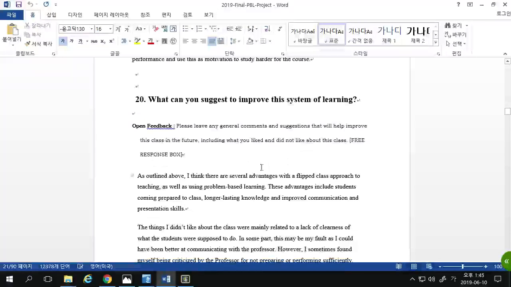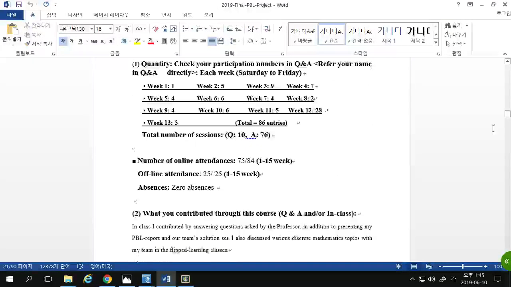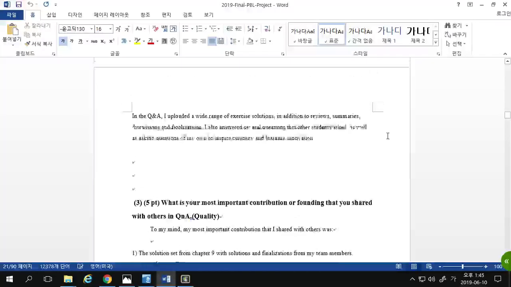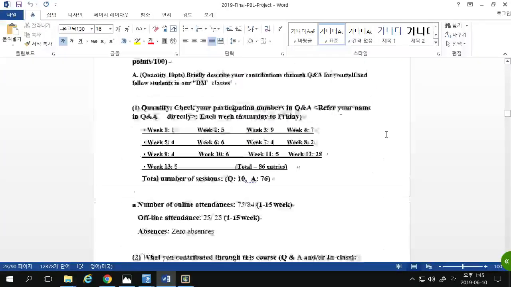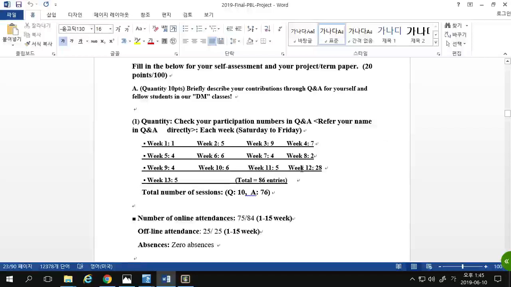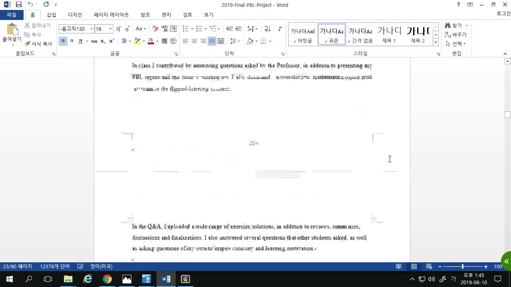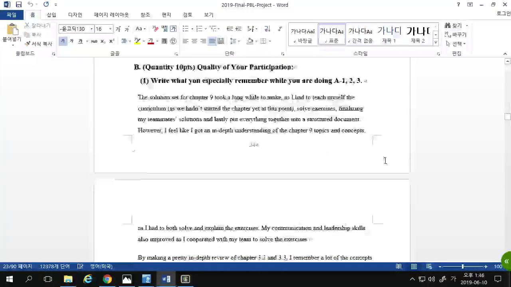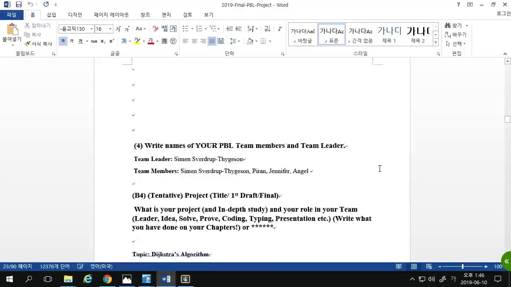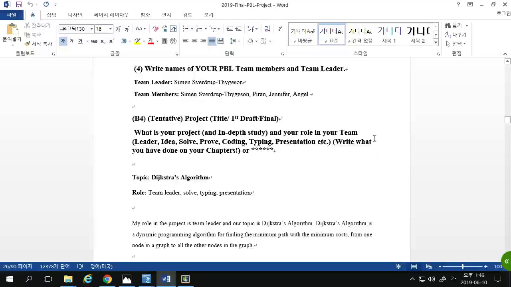Yes, I don't think I have that much time, so I think I'll skip down to the project. So yeah, our project, Dijkstra's algorithm, where my role was team leader, I guess also solving, typing, and presenting.